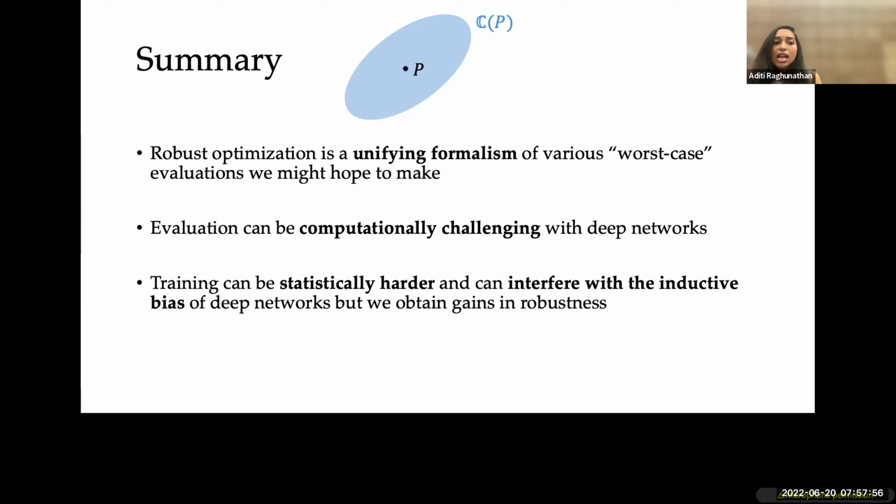And finally, the training itself can have problems because it's statistically harder, you need more data, and it could interfere with inductive bias in some ways. It's non-trivial to just incorporate robustness into your training and plug it into your current pipelines. We really have to think more carefully about regularization and parameter count and so on.